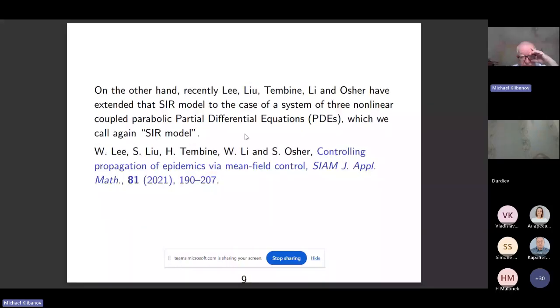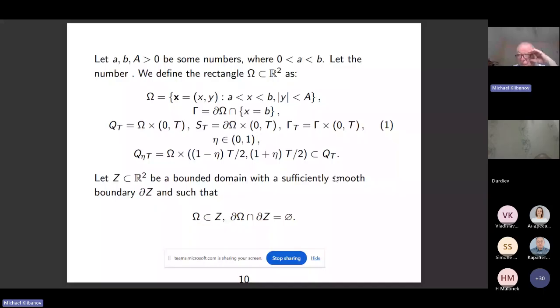So even though this model is used basically by everyone, still American mathematicians Liu, Tinbin, Lee, and Osher have extended the so-called SIR model. S means susceptible, I means infected, R is the recovered population. So they invented a system of parabolic partial differential equations. It was done in 2019, 4 years ago, in a very good journal, Applied Mathematics. So my idea is to solve the inverse problem.